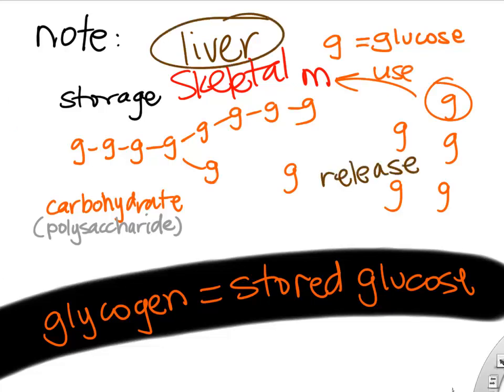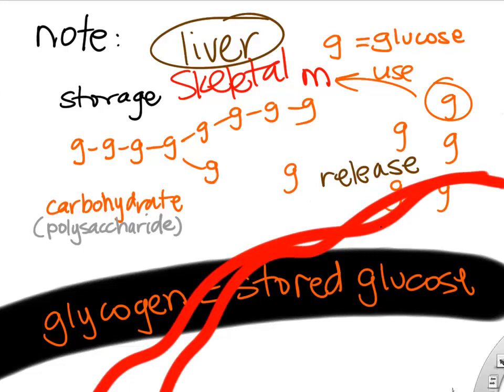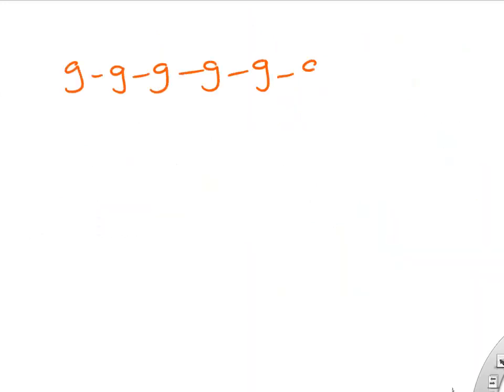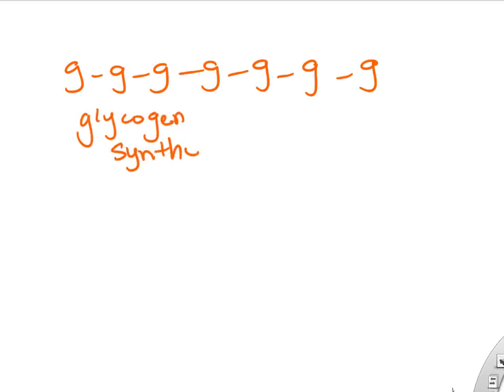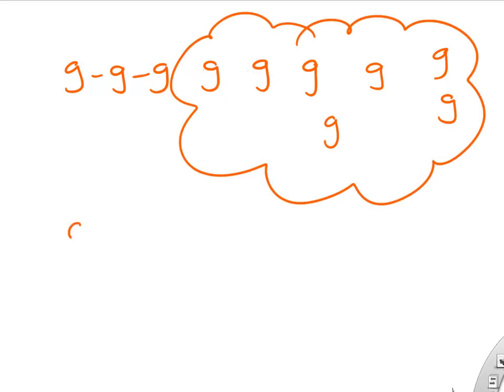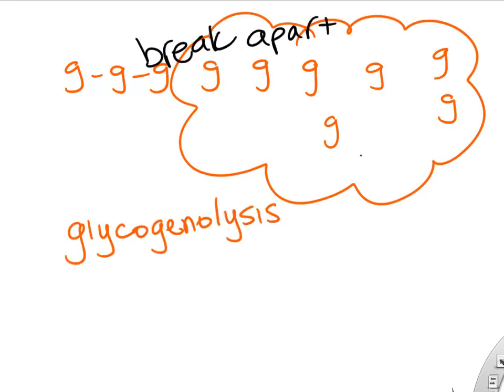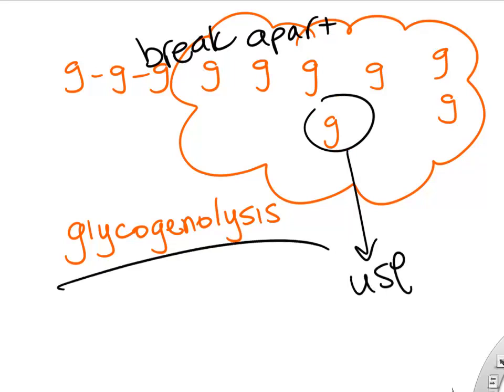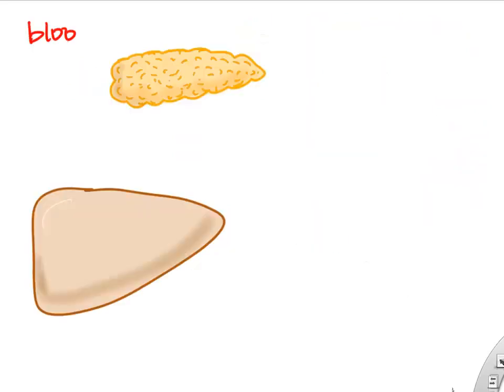Skeletal muscle will use the glucose, whereas the liver can actually release that glucose into the bloodstream for the rest of the body. So when we build glycogen, we call that glycogen synthesis. When we break the glycogen down, releasing the glucose, we call it glycogenolysis. It's a fancy way to say glycogen breakdown. So it's going to be important whether we have insulin or glucagon, whether we're going to be building glycogen or breaking it down.